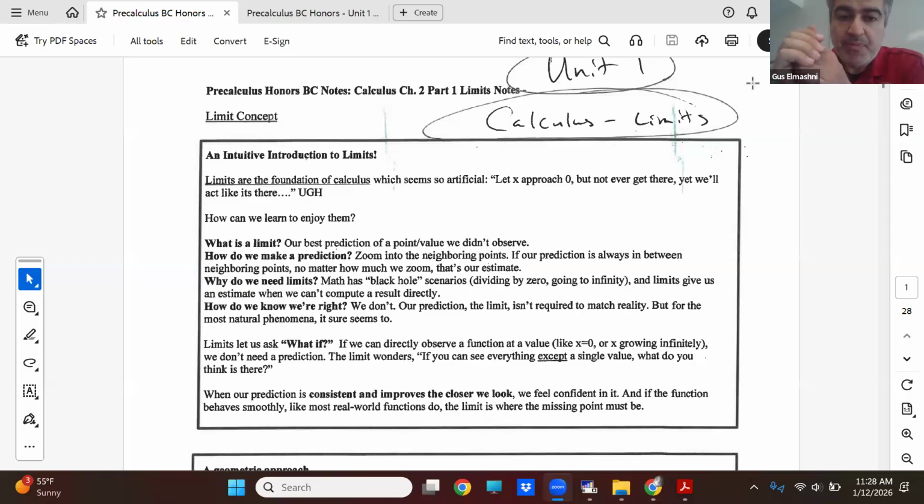So limits, an intuitive introduction to limits. Limits are the foundation of calculus, which seems so artificial, I guess. But let x approach zero, but never get there yet. We'll act like it's there. Whatever. It's fine. So how can we learn to enjoy them?